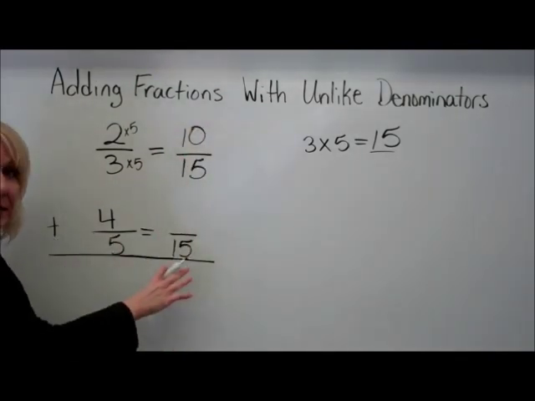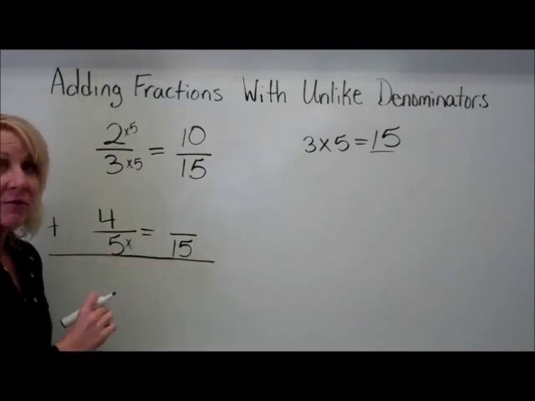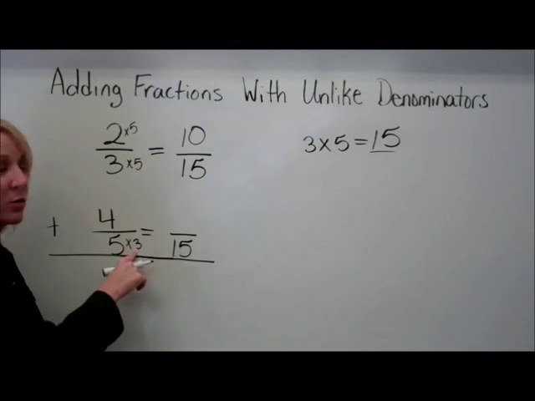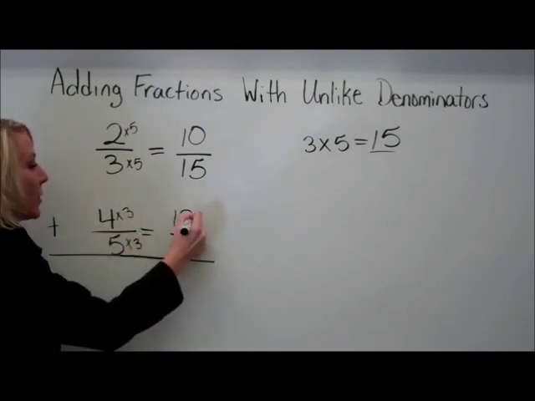We do the same process here with our other fraction. 5 times what gave us the answer of 15? It's 5 times 3. So whatever we do to the denominator, we do the same thing to the numerator. 4 times 3 is 12.